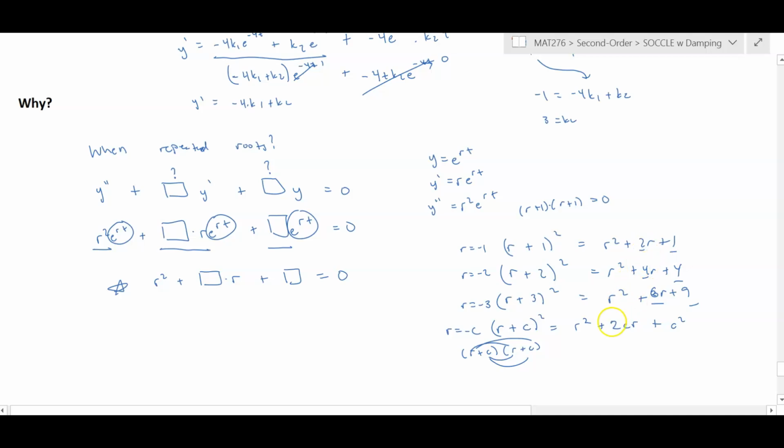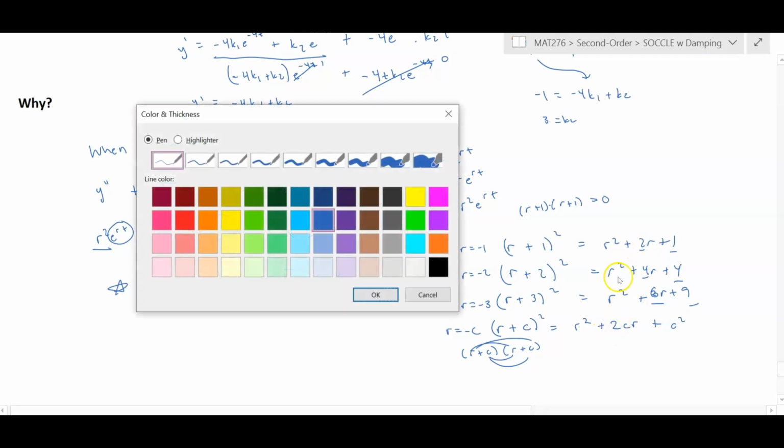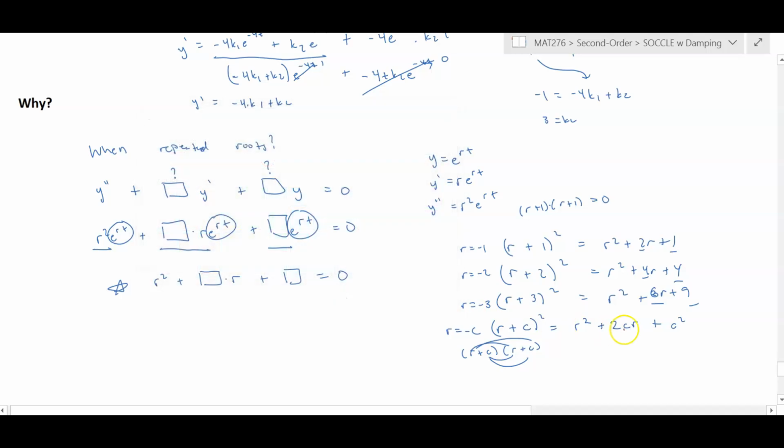So one thing I want you to notice here is that if you take half of this number, if you focus on this number right here, if you take half of that, well, what's half of 2c? Well, 2c divided by 2 is just c. So if you take half of this number and you square it, right, because then you get c, and you square that number, you should get this number right over here.